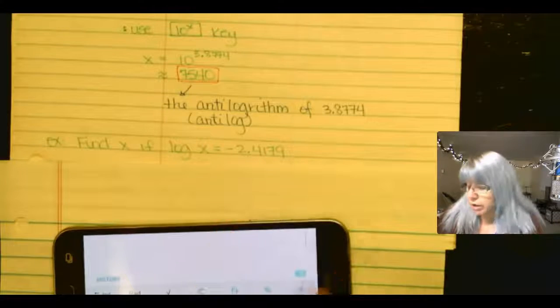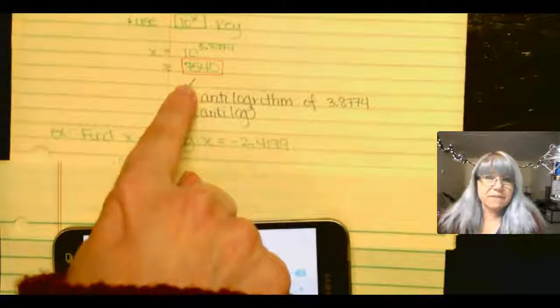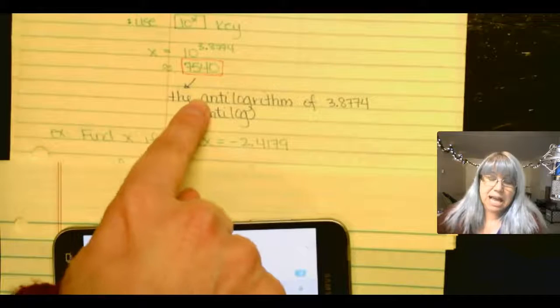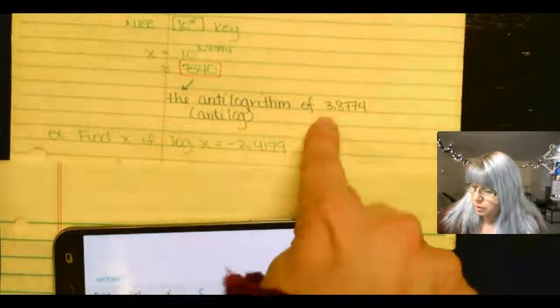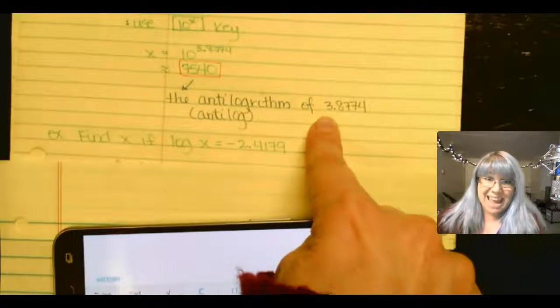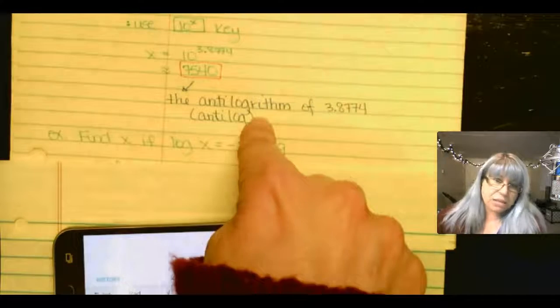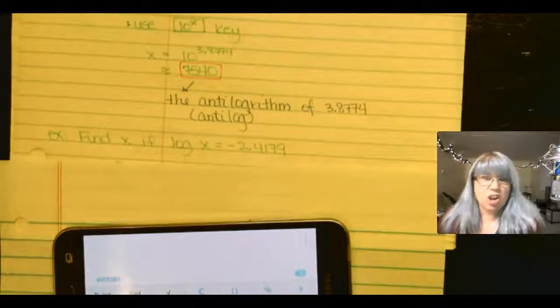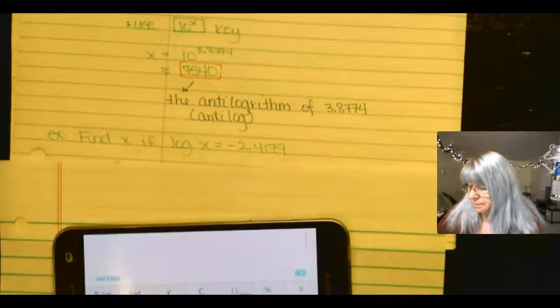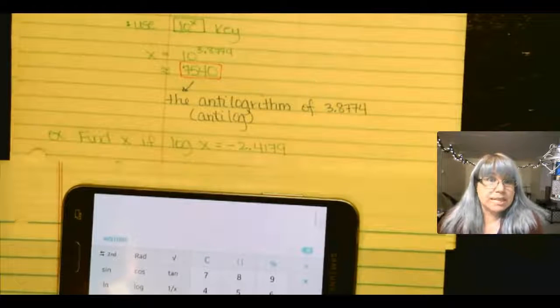Okay, one more vocab word that I'm going to talk about. This 7540 is also called the anti-logarithm of 3.8774, the anti-logarithm, or the antilog. And sometimes you even have an antilog button on your calculator. All right, let's try another example.